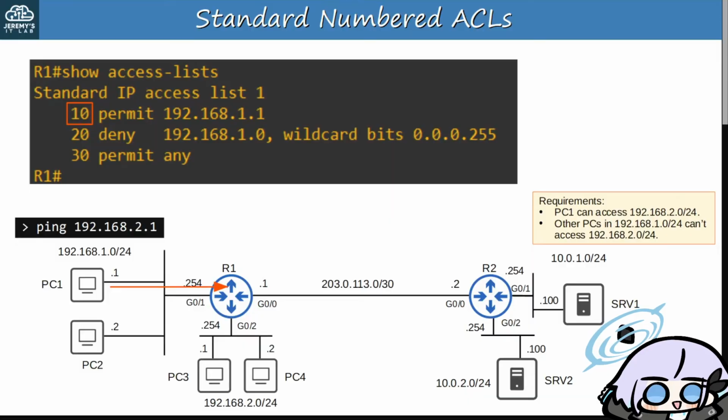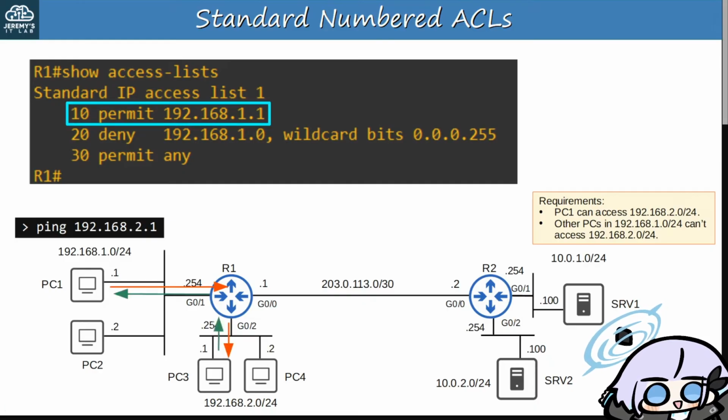It starts at the top with entry 10. Permit source IP 192.168.1.1. The ping source is PC1's IP, 192.168.1.1, so that's a match. It will take the action, which is to permit the packet, so it forwards it to PC3. PC3 will be able to reply, because there is no ACL blocking the return path from PC3 to PC1.